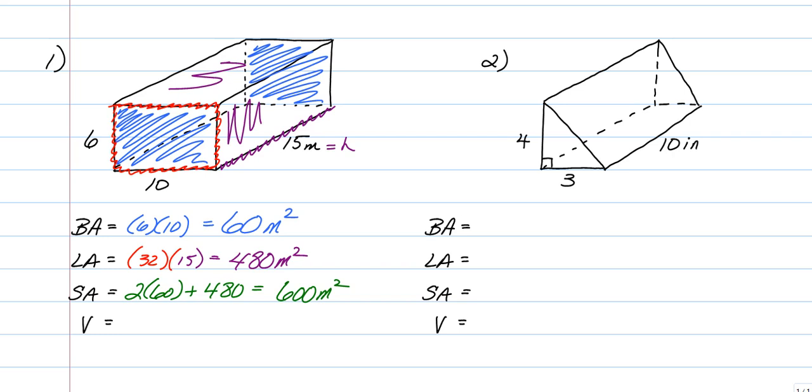So, the formula for volume is the base area times the height of the prism. We already found the base area. The base area is still 60, but now we're going to multiply. And then all we're going to do is come up with 900 meters cubed since we just found the volume. Okay? So that's kind of how you work your way through a prism.